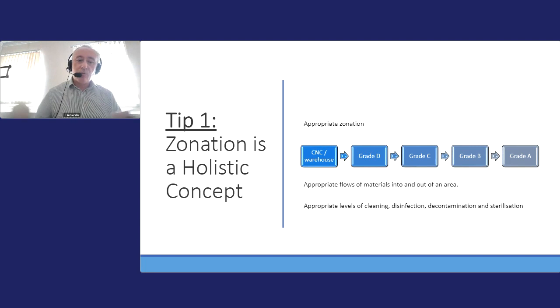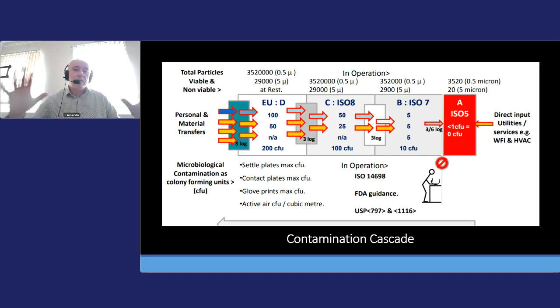the contamination control concept. And that's perhaps better illustrated through this idea of the contamination control cascade. What we should expect is a reduction in microbial and particulate contamination as we move through different grades of clean room. So on this particular slide, we have the EU GMP D, C, B, A grades, and we've also got their ISO class 14644 equivalents as well.